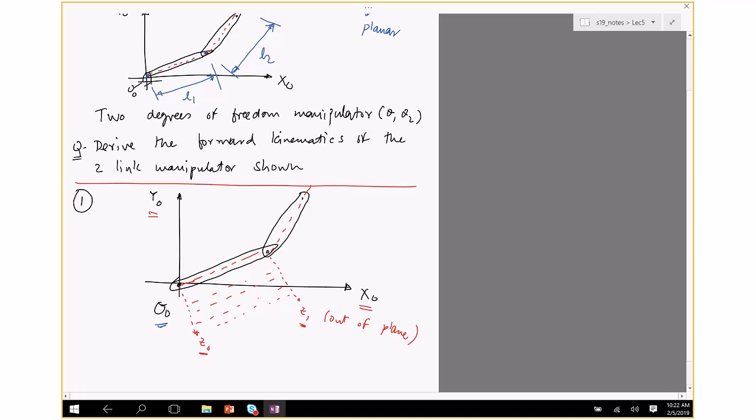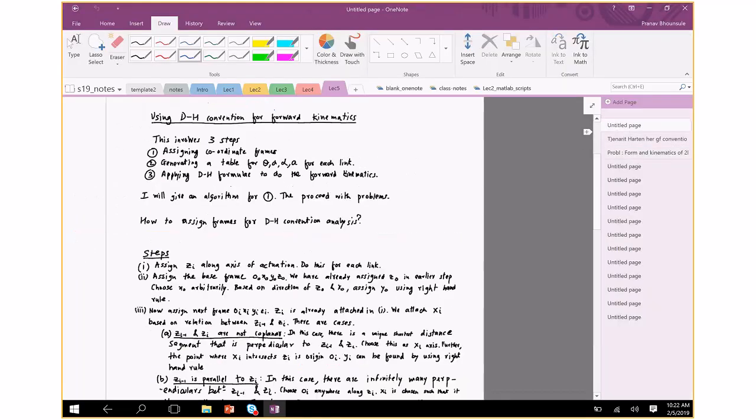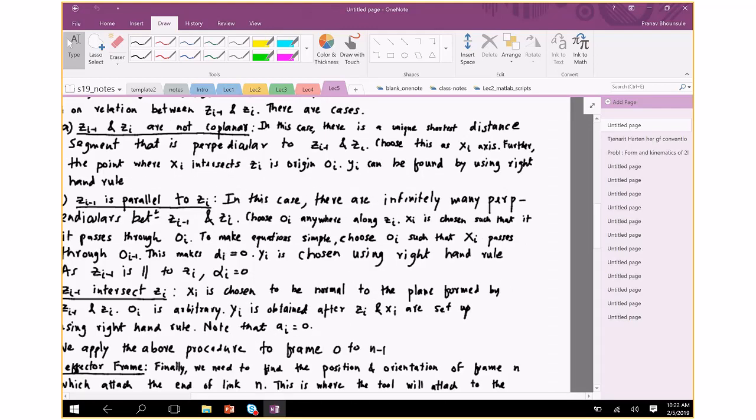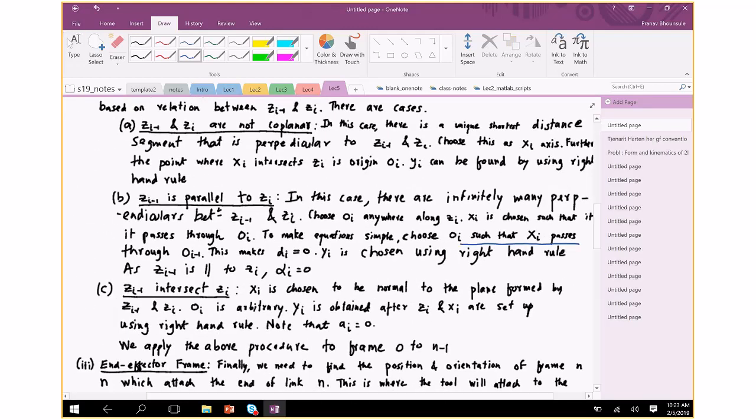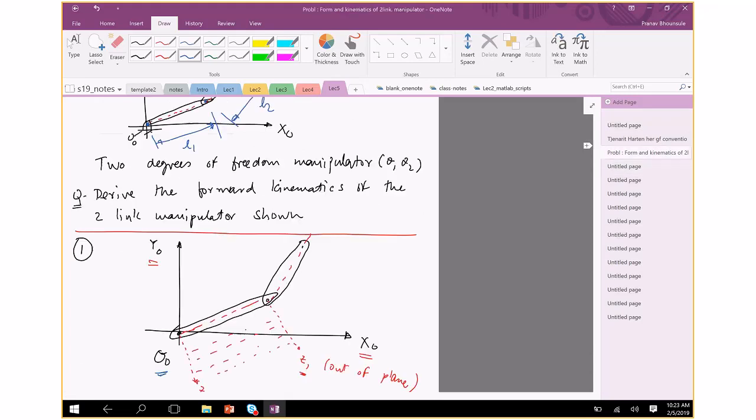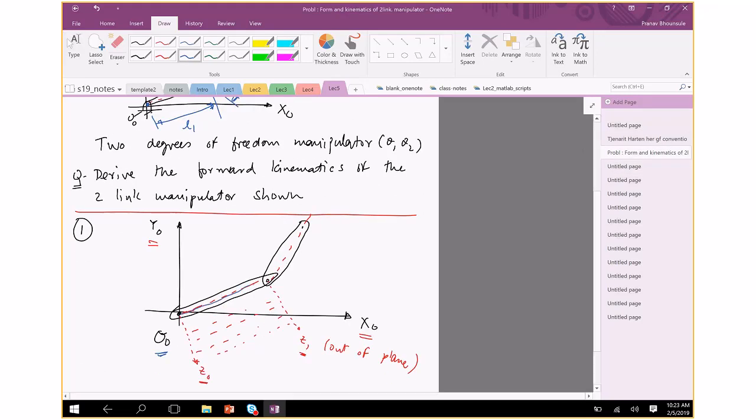I'm reading off this part. It says xi, so x1, passes through O, i is 1, so O0. So we essentially draw x1 so that it passes through O0. You don't have to read that, but it will be clear when we do the table. So we're done with attaching x1. Now we move to attach x2.